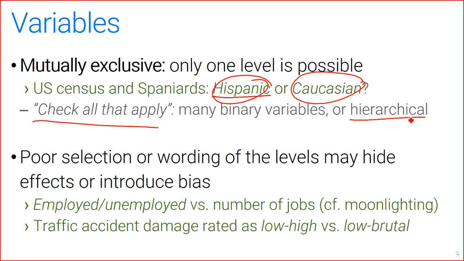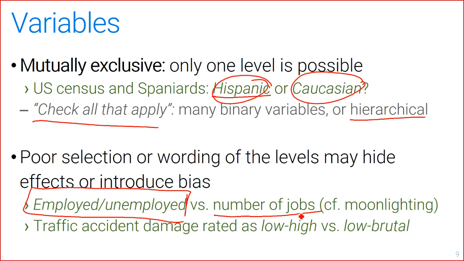So think, for example, of a survey in which we ask people whether they are employed or unemployed. Think about people with multiple jobs, so people who do moonlighting. Maybe there is an effect in there. Maybe people who have multiple jobs are different in a certain way for the purposes of your study. But if you only ask this question, employed or unemployed, you're going to miss that effect. So it's probably a better idea to ask for the number of jobs. It's going to be more informative.